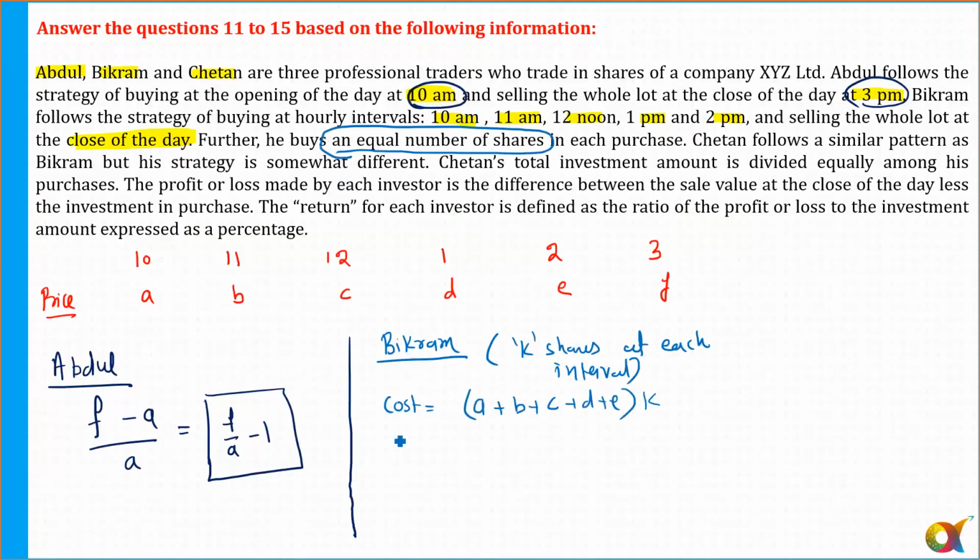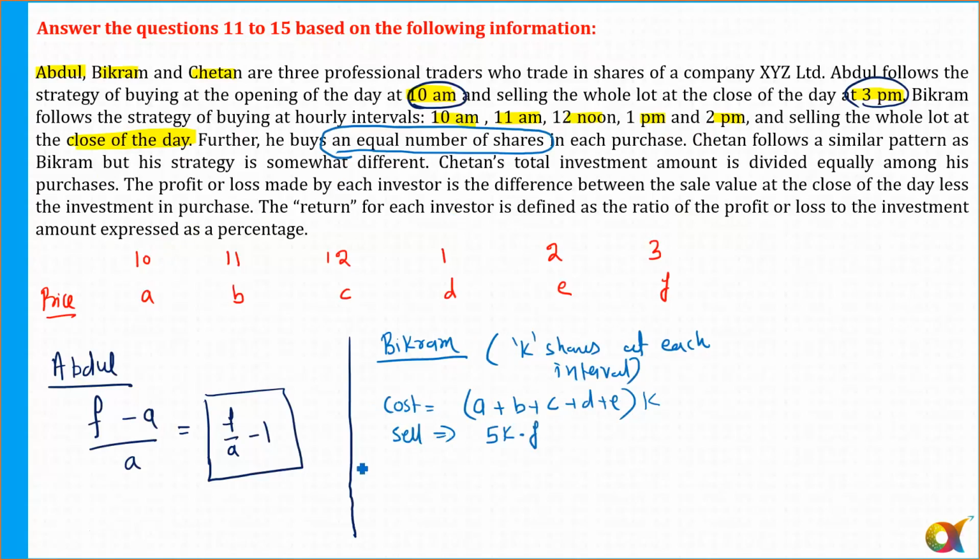And what is the selling price for Vikram? He sells at 3 p.m., and at 3 p.m. the price is F. And what is the total number of shares sold? Is it equal to K or is it equal to 5K, Tanya? The total number of shares is 5K. So the selling price is 5K into F.